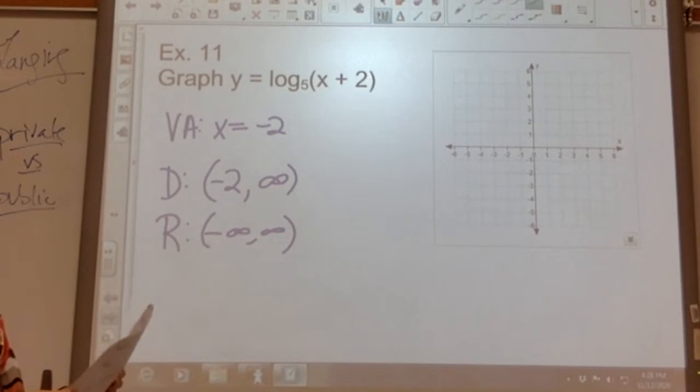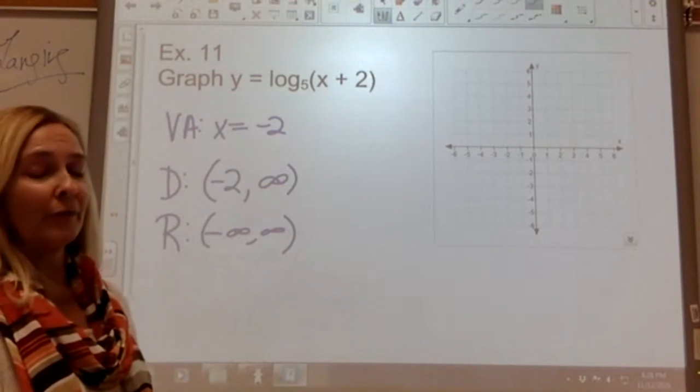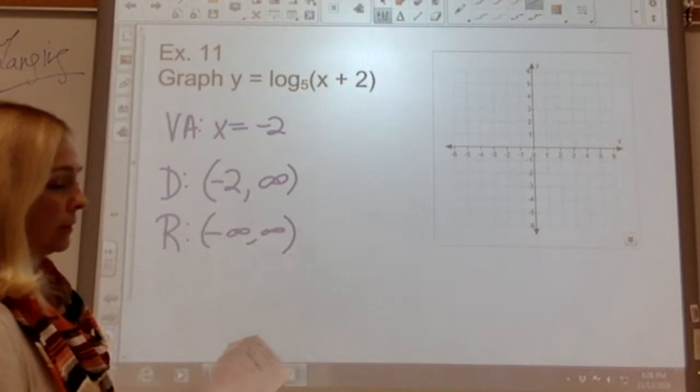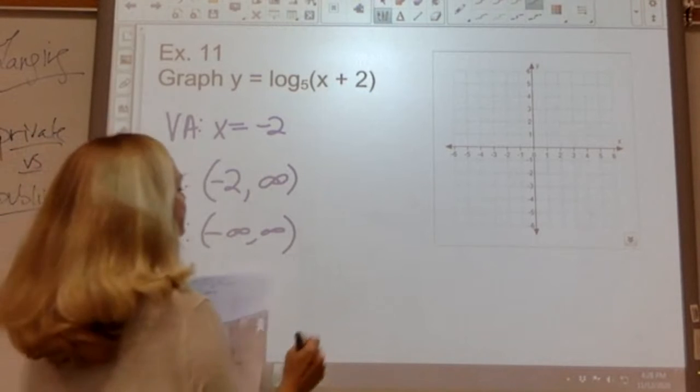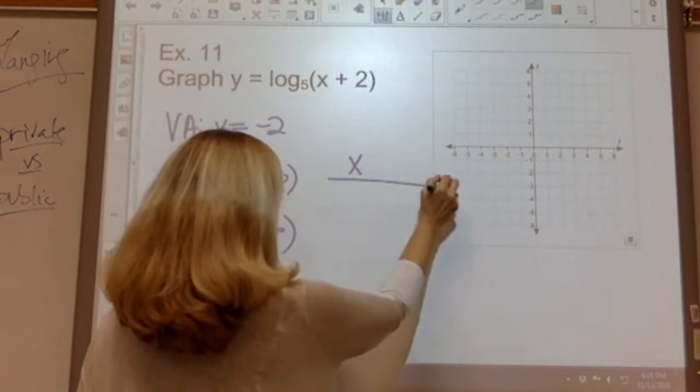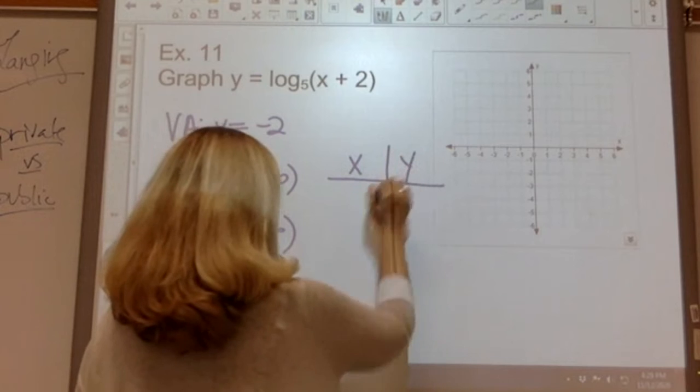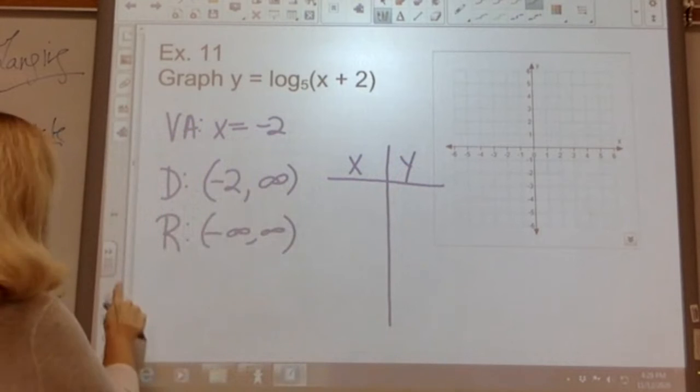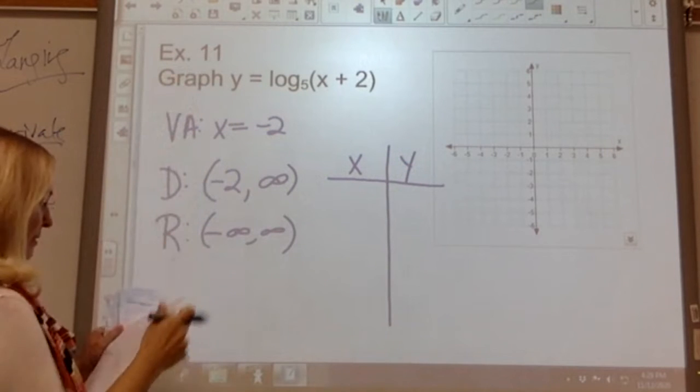All right, I'm going to try to explain to you how you can do this without a graphing calculator, but probably everybody's just going to put it in. But all right, we're going to make an XY chart. Okay? Now, I'm going to come up here. Well, let's see if I can write up here.